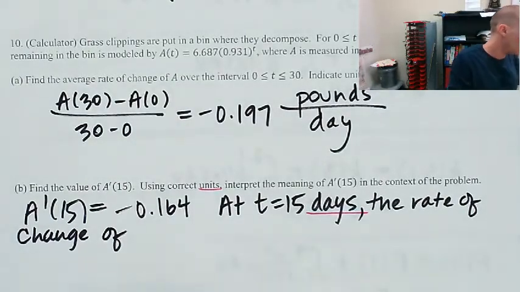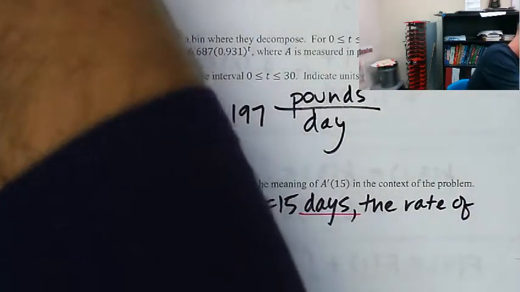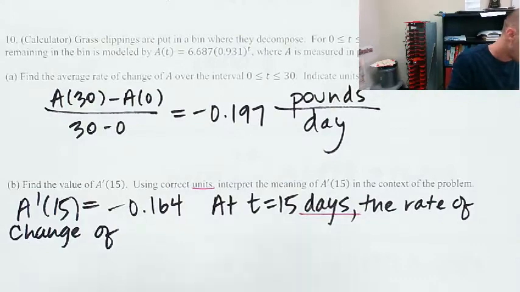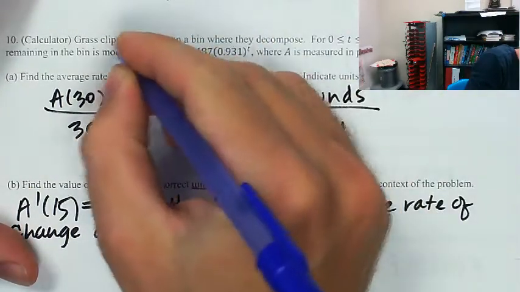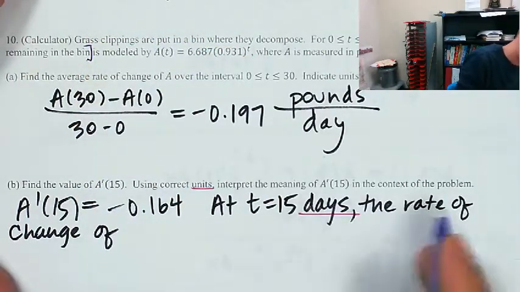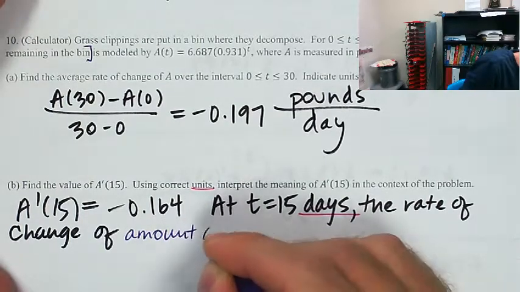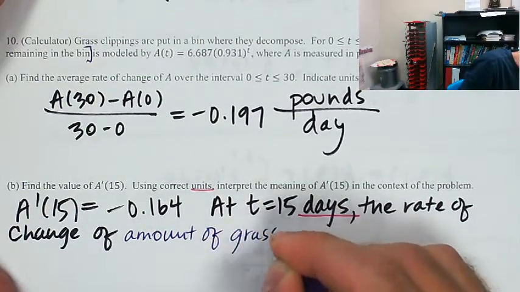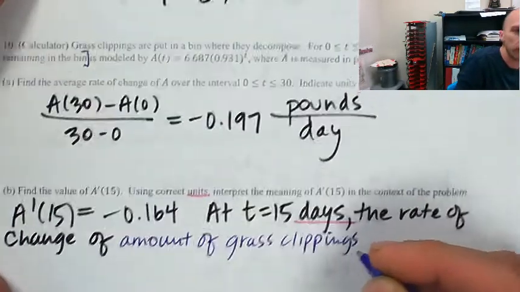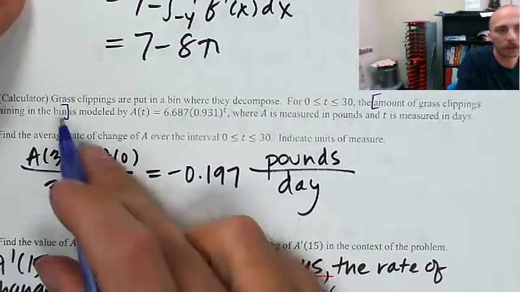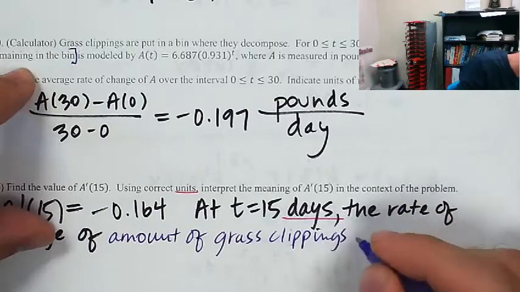the rate of change of, hold on just a second, need a different color, okay, that's good. What is A measuring? Amount of grass clippings remaining in the bin. Rate of change of amount of grass clippings. Oh, you couldn't see that I boxed off the amount of grass clippings in the bin in blue, but that's why I'm writing in blue. I'm just copying the exact same thing that they wrote.